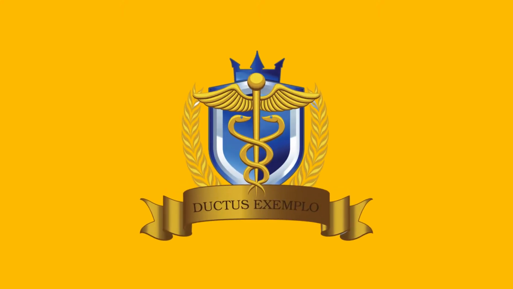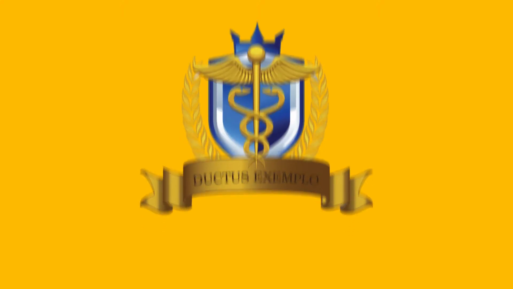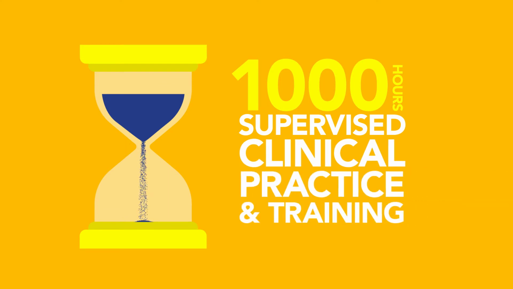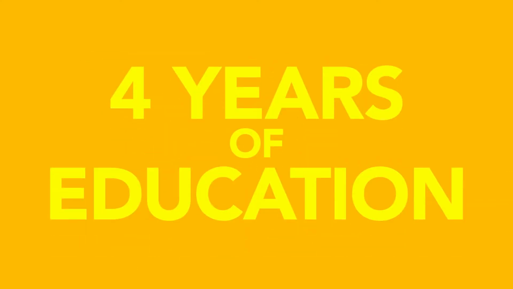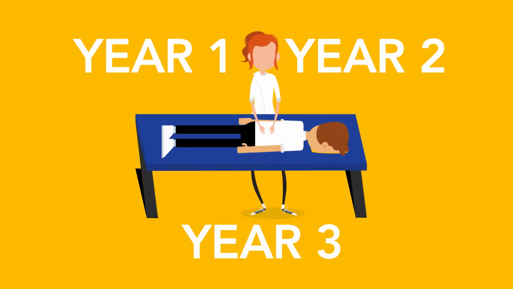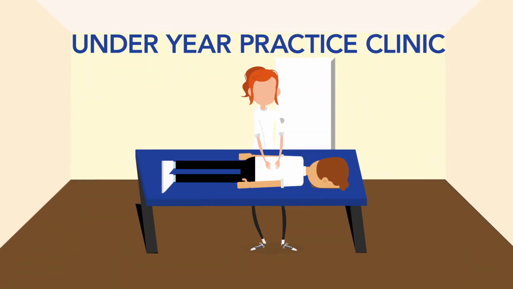Students at the Canadian Academy of Osteopathy complete a minimum of 1,000 hours in supervised clinical practice and training. This is done over the program's 4 years of education in the clinical semester of each academic year. In years 1, 2, and 3, student clinical rotations are done in the under-year practice clinic. This is a practice clinical environment where students treat other students under professional supervision.